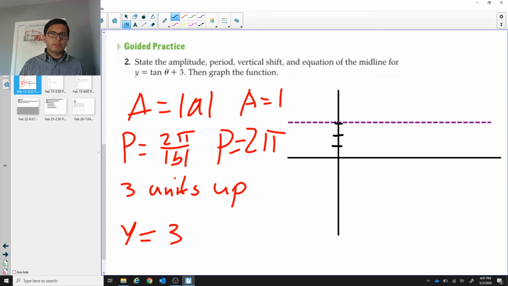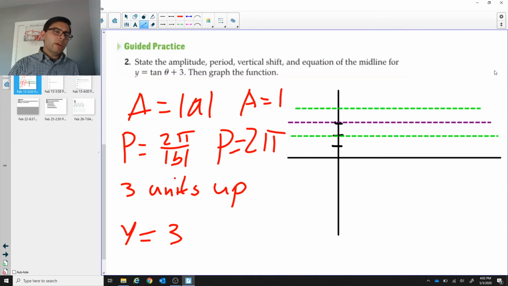So now we're going to put our lines for the amplitude. Our amplitude was 1, so we go 1 up and 1 down from the midline. So far, nothing different. And it even goes to the next step, that we now want to measure out what we have for our period. Our period is at 2 pi, so we're going to make a mark at 2 pi, and we're still going to divide this up into 4 equal parts.